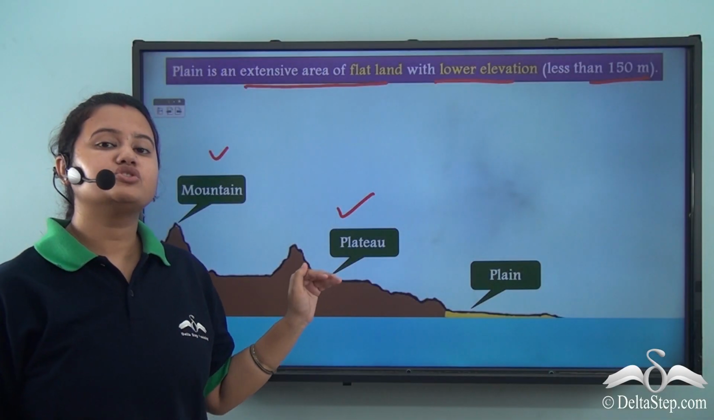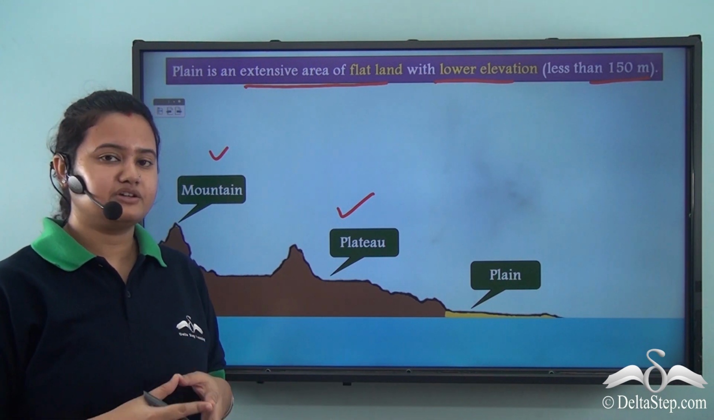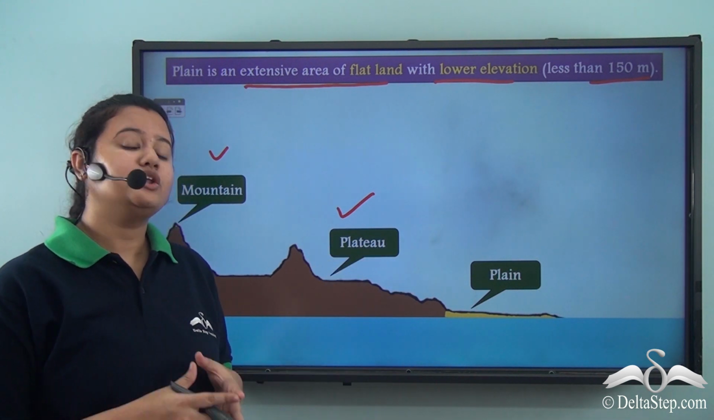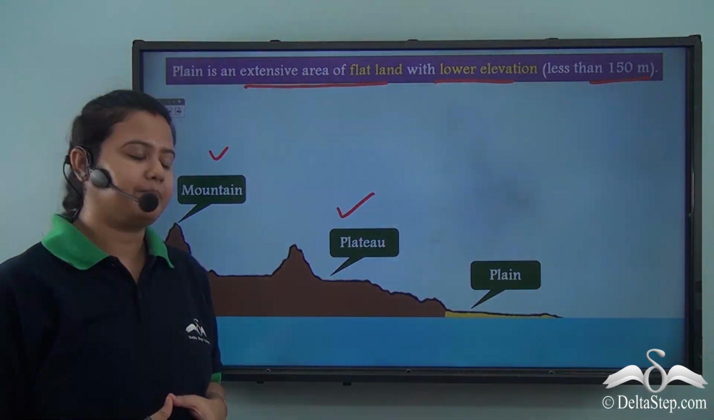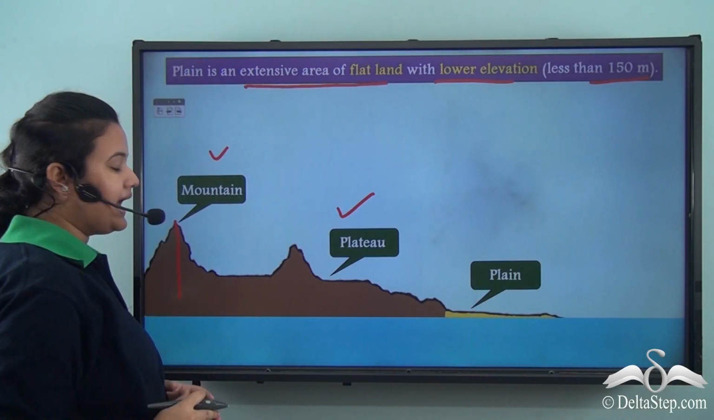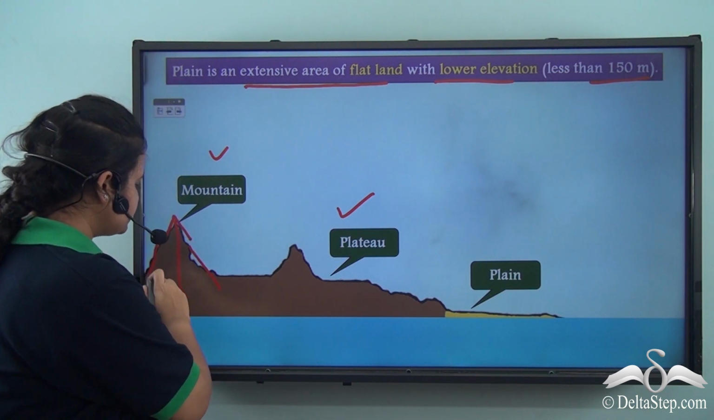Now, this is the pictorial representation of different landforms found on the Earth's surface. They are mountains, plateaus and plains. Well, can you point out the differences between them? Mountains, as we know, are usually very tall and they have a peak or a summit with steep slopes.